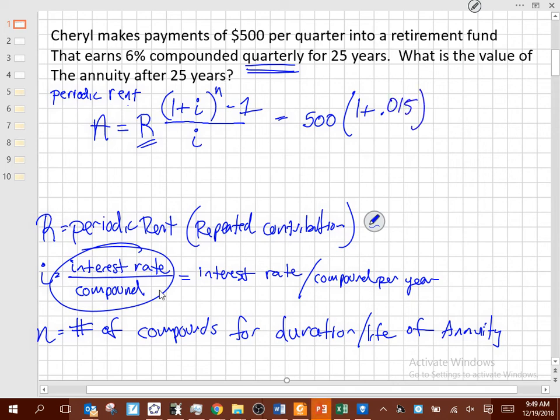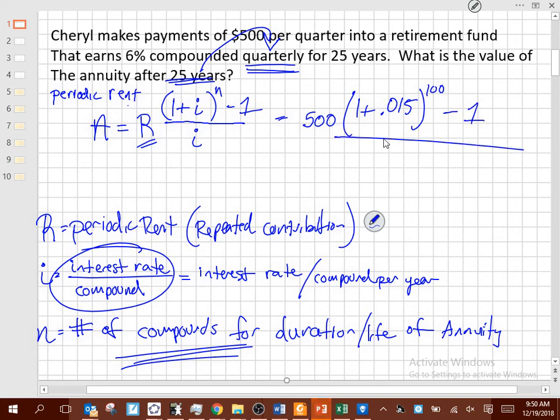Okay? Now, n is the number of compounds for the duration of the annuity. The annuity is going for 25 years, right? You're compounding it quarterly. How many total compounds is that? 100. We subtract 1.